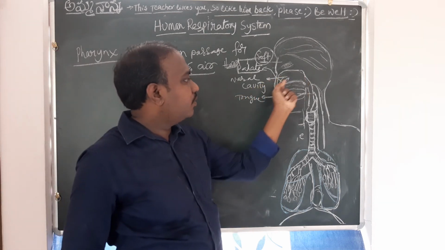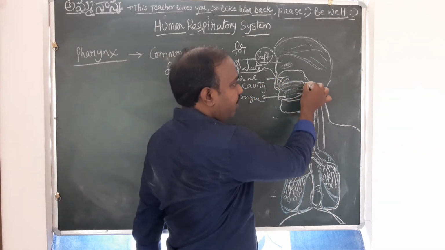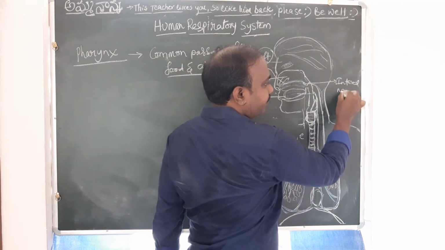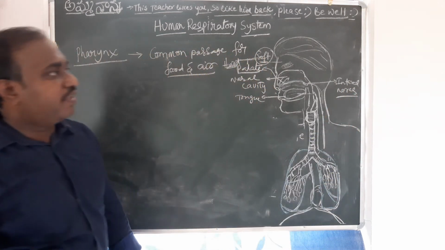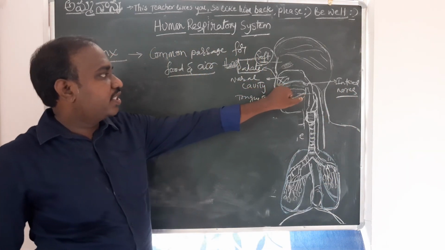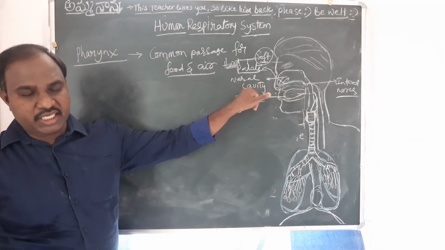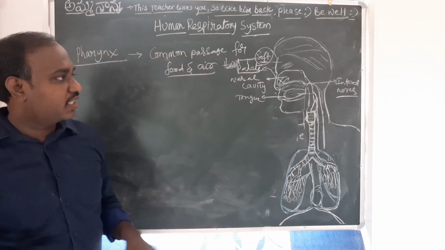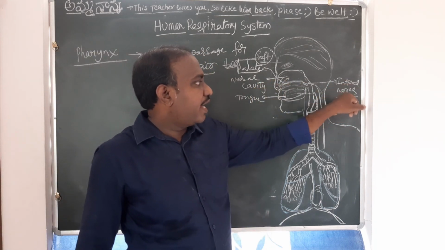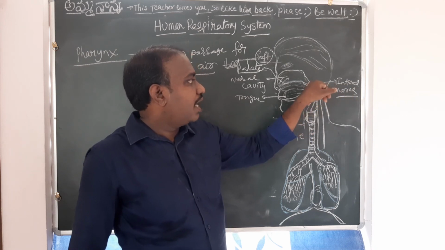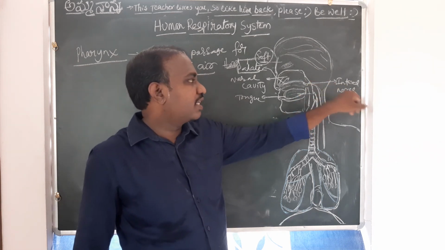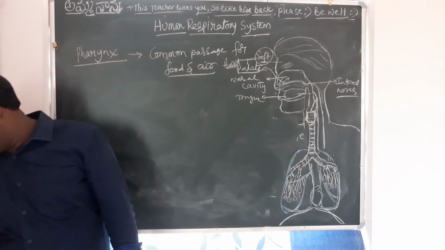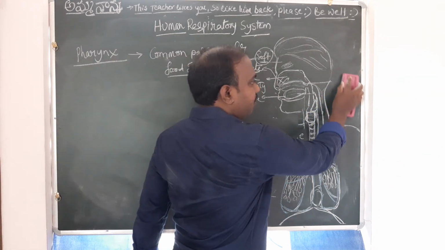And towards the end of the nasal cavity, we have the internal nares. In a way, you can say that the nasal cavity begins with the external nares and ends with the internal nares, right? These internal nostrils open into the pharynx.